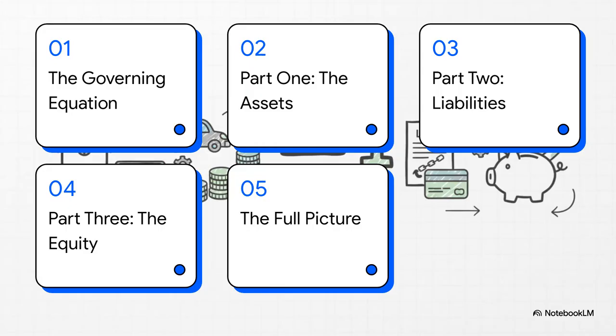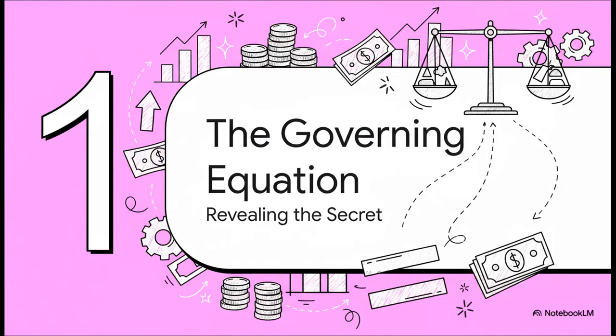So here's our game plan. We're going to crack this code together. First, we'll look at the equation itself. Then, we'll take apart each of its three key pieces. And finally, we'll put it all back together and see how this thing really works in action. Okay, let's dive right in.